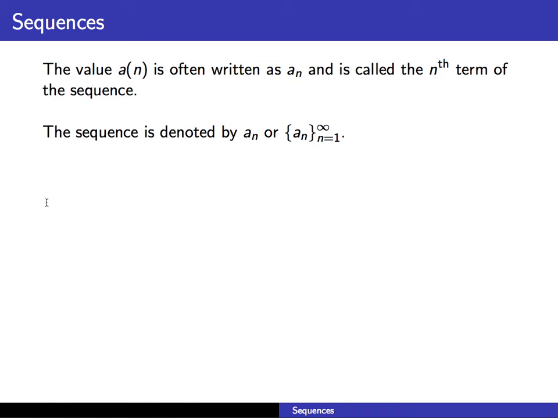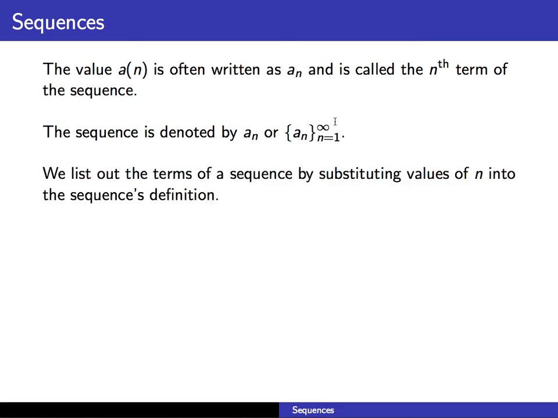So we have a couple ways we can denote sequences. We can start with a sub n, or we can put it in curly braces from a starting value of 1, and then here we have an infinite sequence that we don't stop, but if we did stop, we would put it in this superscript. So we're going to list out the terms of our sequence by substituting the values of n into the sequence's definition, just like when you evaluate a function.